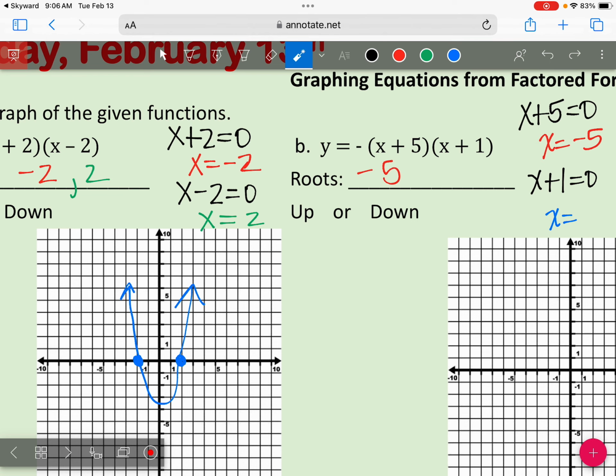-1. Ooh. Uh-oh, I done broke my pen. Hold on, y'all. I need to break down and get an Apple pen. Okay. All right, we get -1.